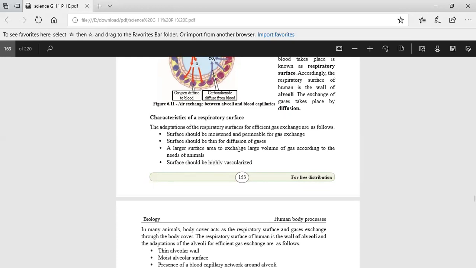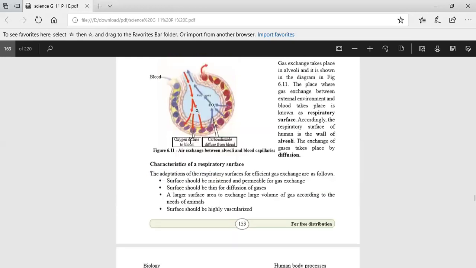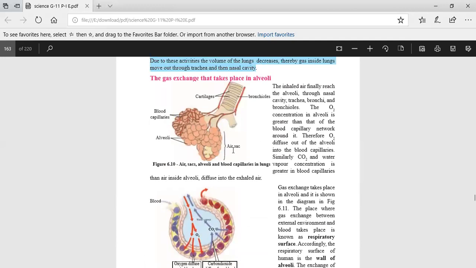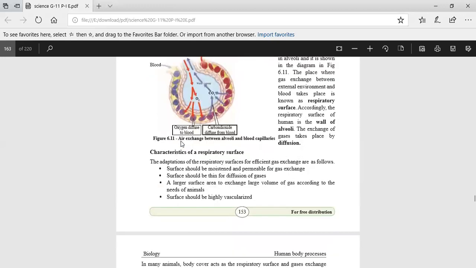The surface should be thin for diffusion of gas. A thin layer, one cell layer, allows diffusion of the gas. A large surface area exchanges a large volume of gas according to the needs of the animal. Here there are so many alveoli, so the area is increased.